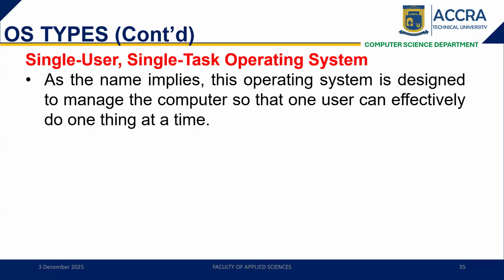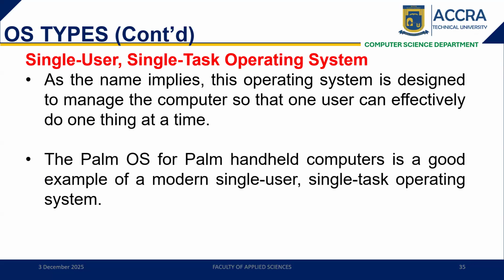This means that this operating system is designed to manage the computer so that one user can effectively do one thing at a time. One thing at a time means that maybe it's a Palm OS or a Palm handheld computer, and you have a single user that can use a Palm handheld computer to perform one task. It means that once he's playing a game, or once he's chatting, that is all he can do. Unless he stops what he's doing to do something else, that operating system does not allow multitasking.